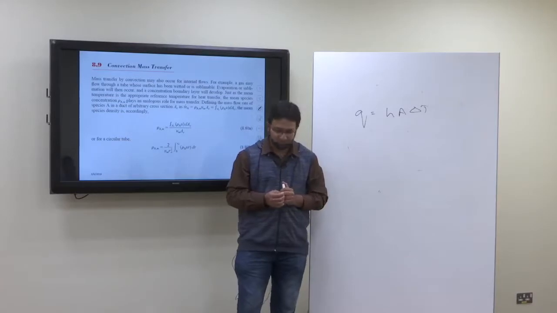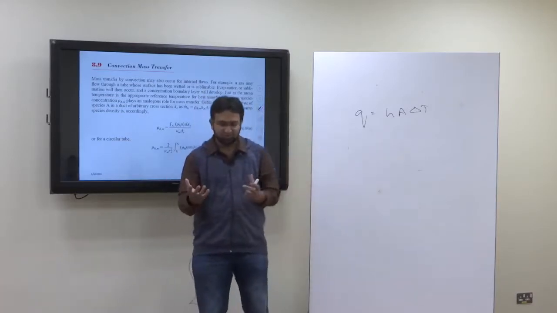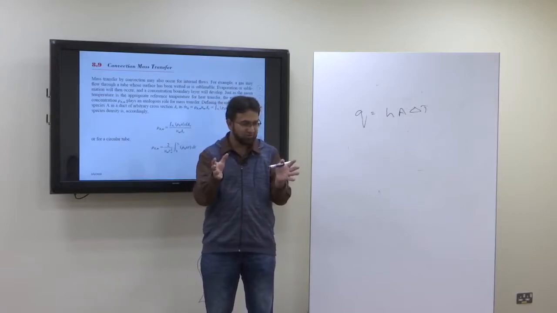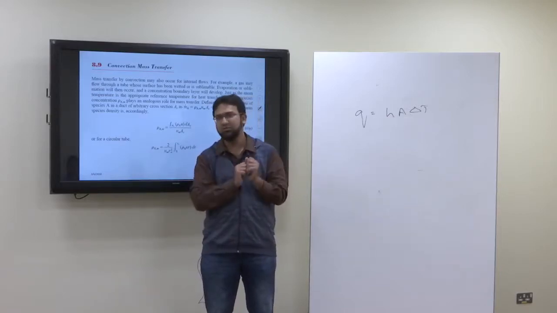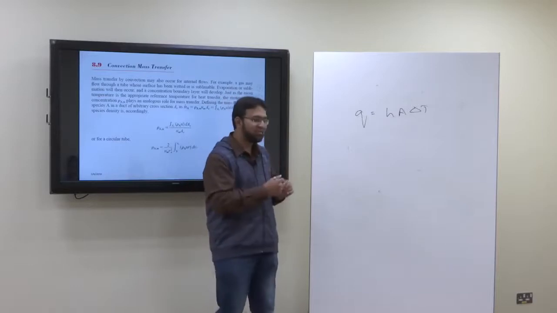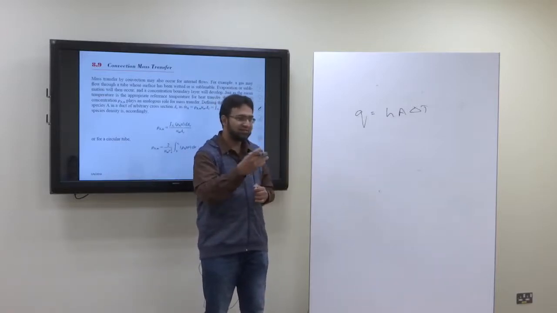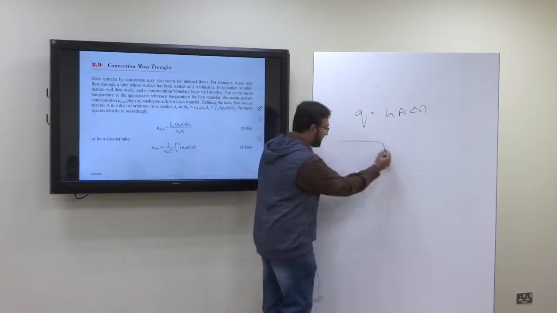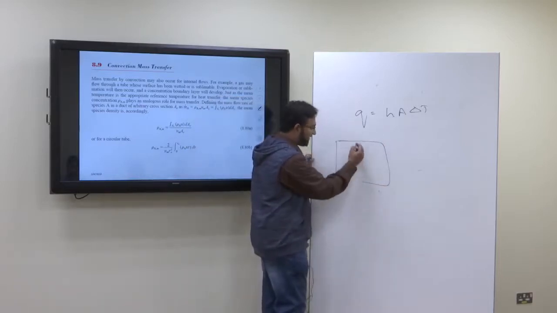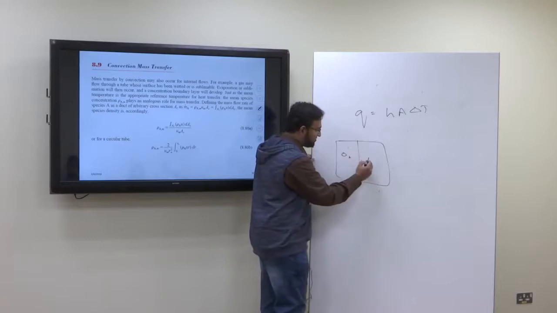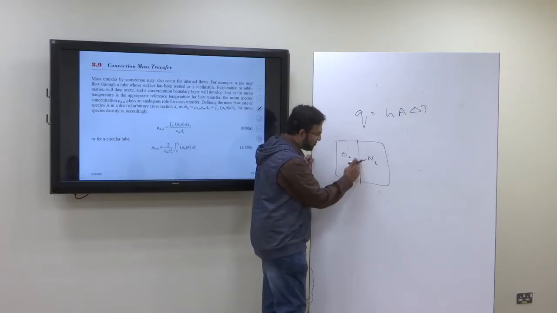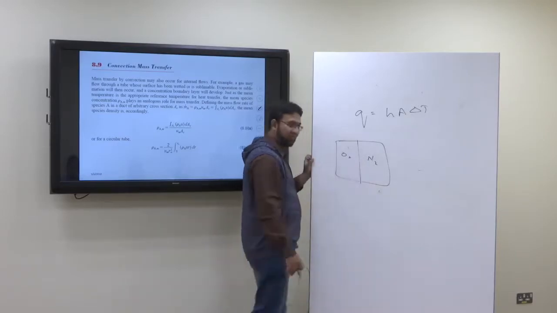Concentration difference. Suppose you take two containers. Normally in the examples in 10th and 11th standard books, they give an example like this: if you have a container like this, there is oxygen, there is nitrogen, diffusion. Okay, diffusion, right? And what you do is that you make a hole.